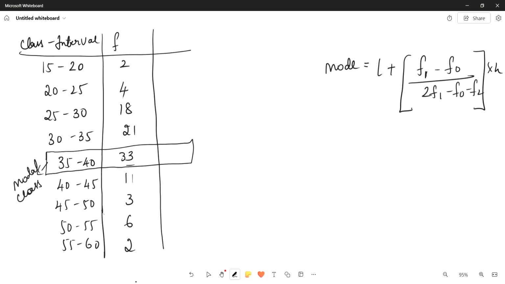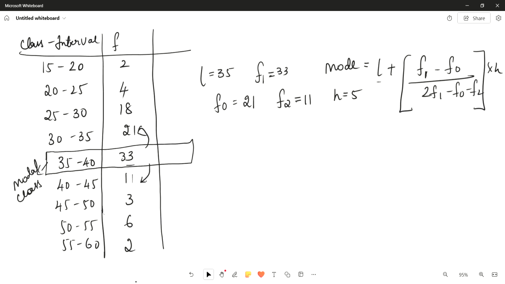So in the modal class, what is L? L is the lower limit. L is equal to 35. F1 is the frequency of the modal class, so 33. F0 is the frequency of the preceding one, so 21. F2 is the frequency of the succeeding one, that is 11. And H is the size of the class interval, 5.